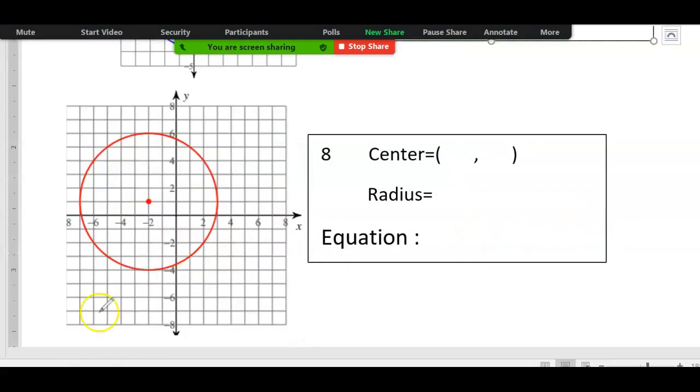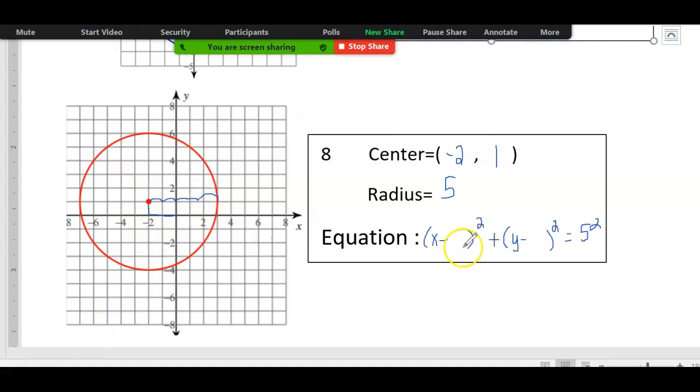Okay, last practice problem like this one. Go ahead and try this one. Find a center, radius, and write the equation. Okay, your center, you should have gotten -2, 1, because you go x, comma, y, -2, 1. And my radius, you count 1, 2, 3, 4, 5.